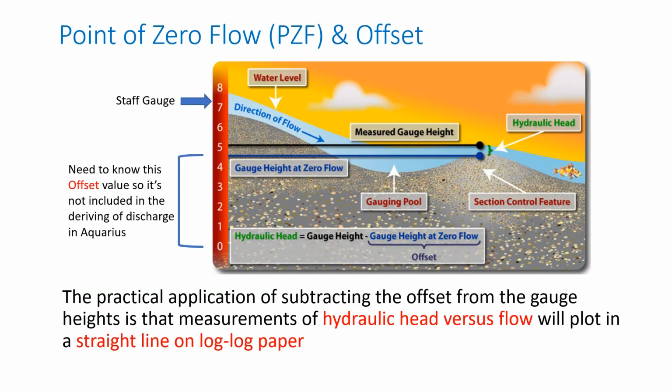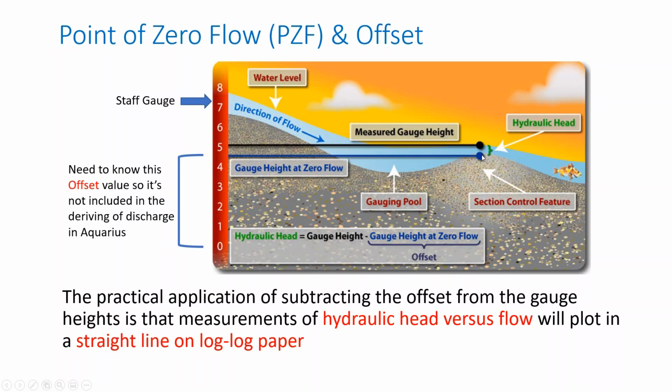So the point of zero flow is also known as the offset. This diagram here just explains it, and it's rather busy. But if we start by envisaging this meter rule here as the staff gauge in our river, this value is a crucial value, basically, because this is what we're recording. The measured gauge height is the height of the river as it goes over our control. This is our section control here. And the height of water here is what we're measuring against the staff gauge and with the recorder.